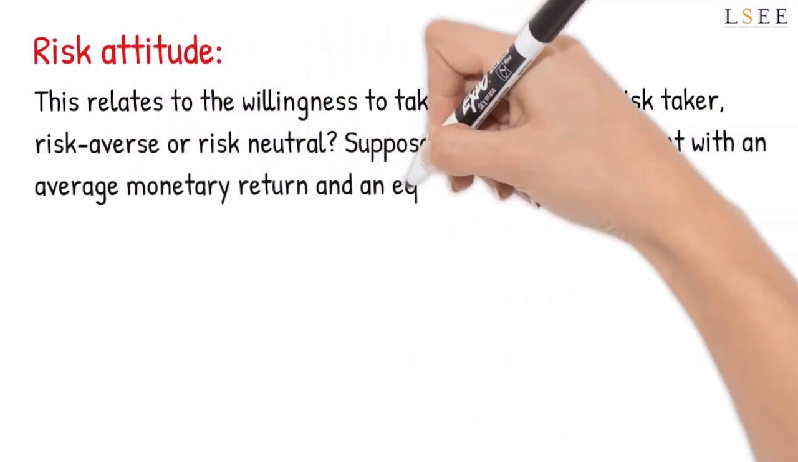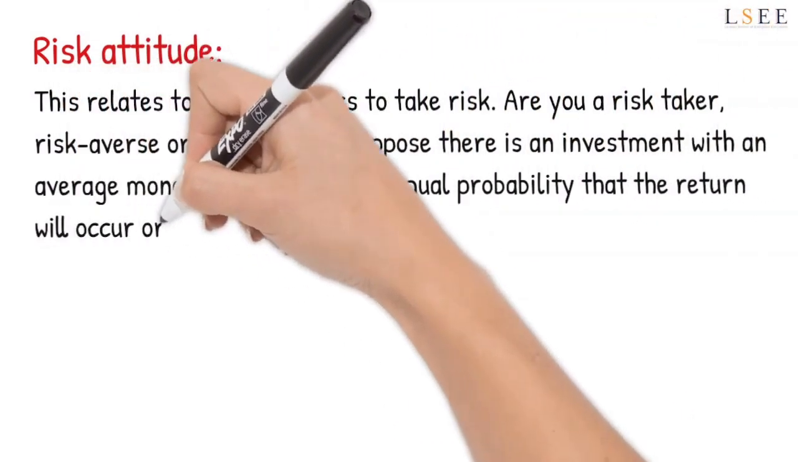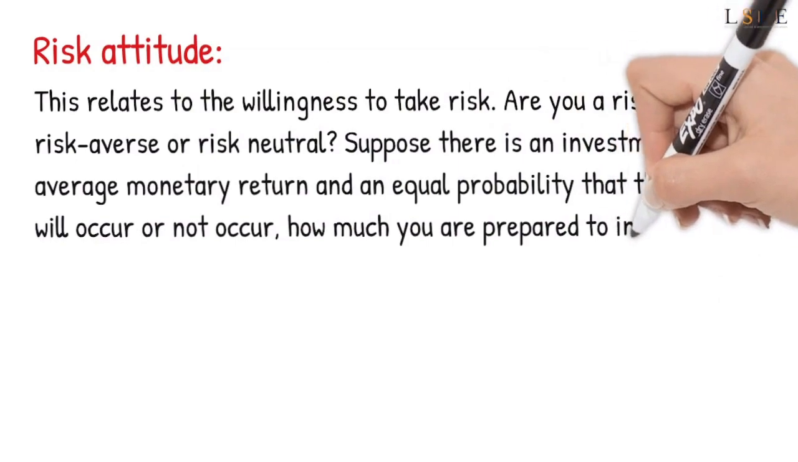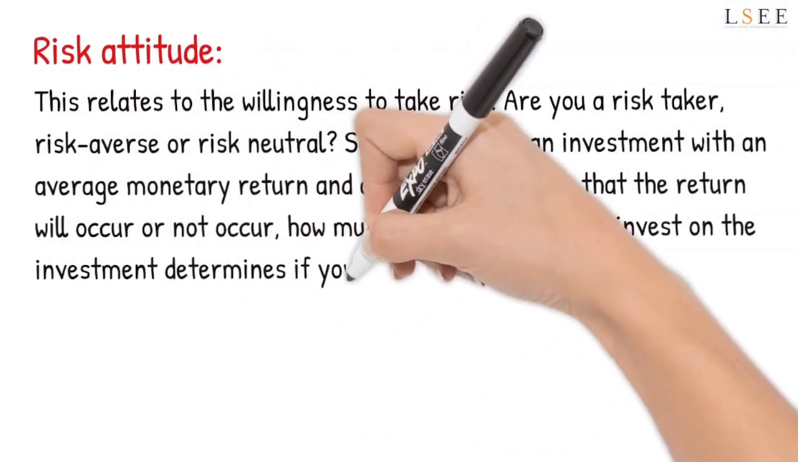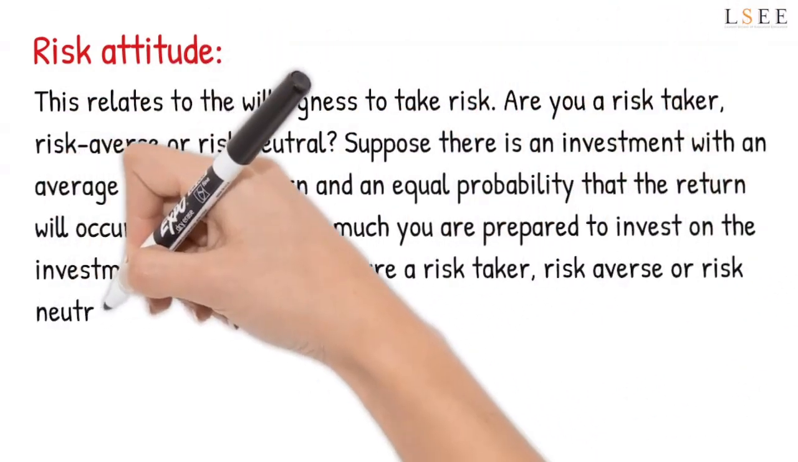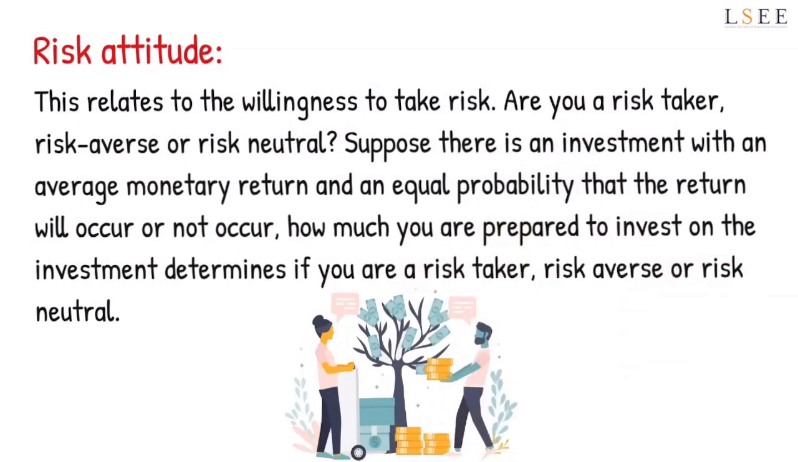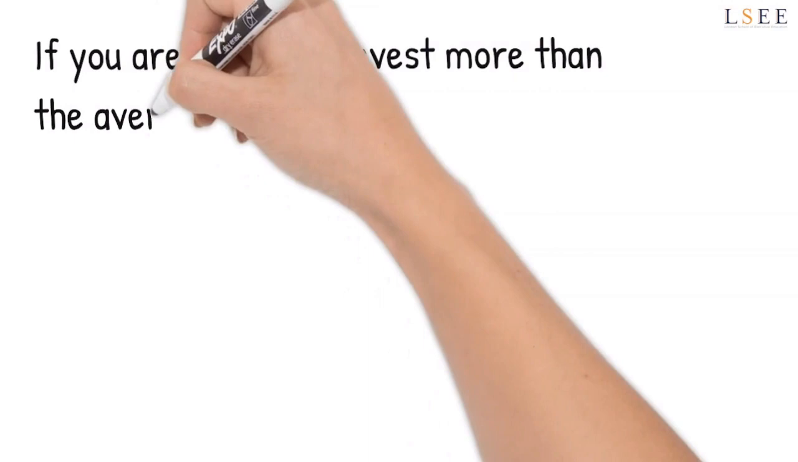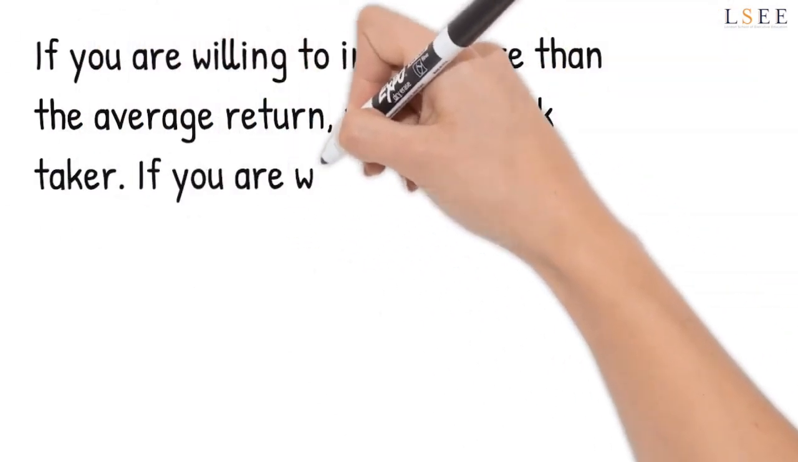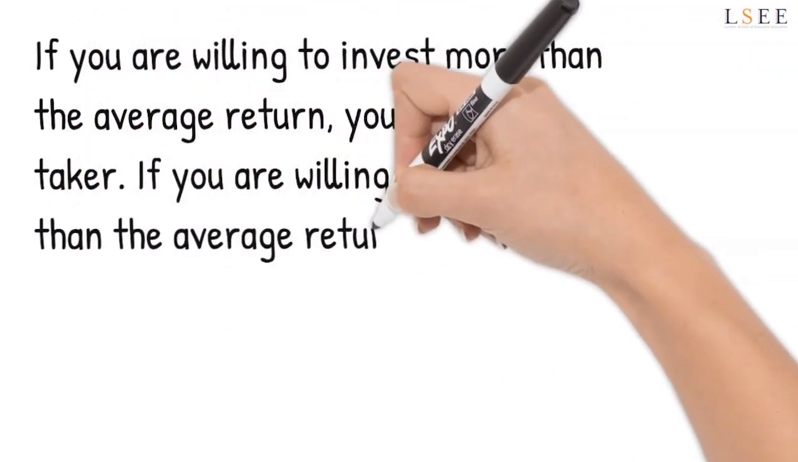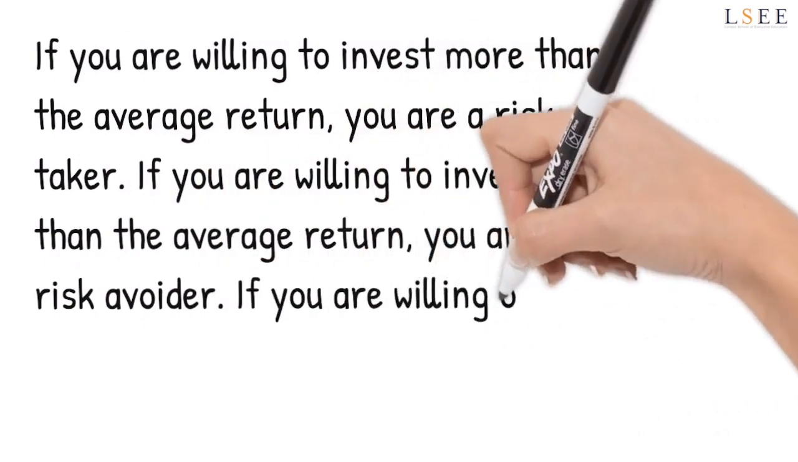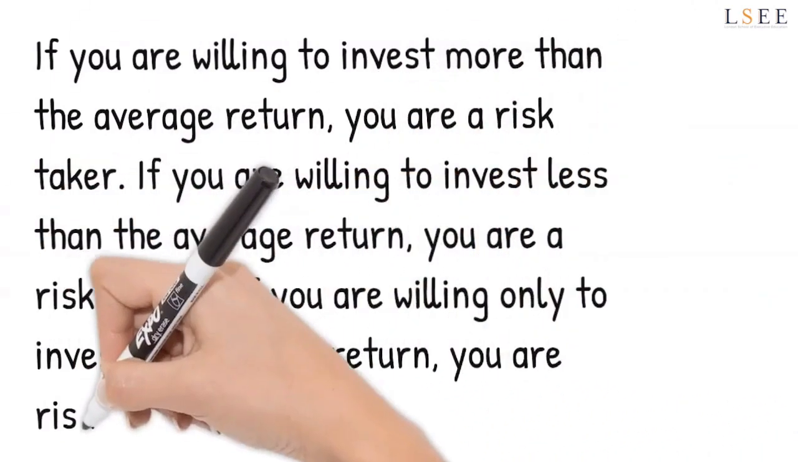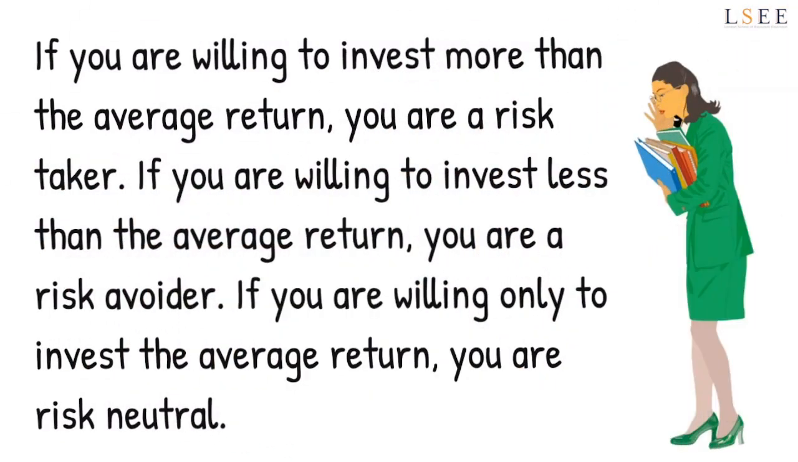Suppose there is an investment with an average monetary return and an equal probability that the return will occur or not occur. How much you are prepared to invest determines if you are a risk taker, risk averse, or risk neutral. If you are willing to invest more than the average return, you are a risk taker. If you are willing to invest less than the average return, you are a risk avoider. If you are willing only to invest the average return, you are risk neutral.